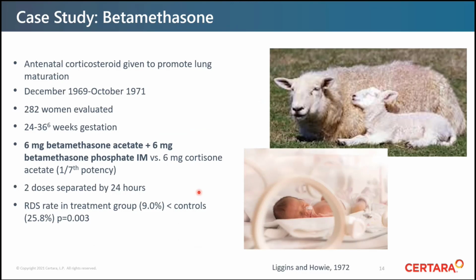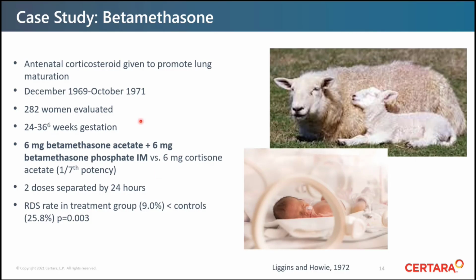So I just have a couple of examples of case studies, the first being a study we worked on with betamethasone. Betamethasone is an antenatal corticosteroid given to individuals at risk for preterm birth to promote lung maturation in the fetus. It was originally studied in the 1960s in sheep, where they gave sheep a dose of 6 milligrams betamethasone acetate and 6 milligram betamethasone phosphate, and were able to see that fetal survival was greater than those that they had controlled.